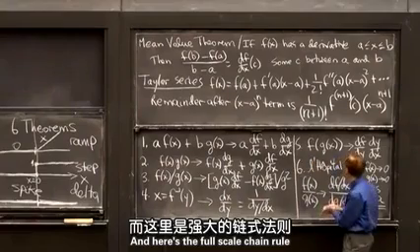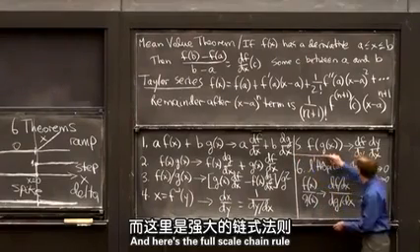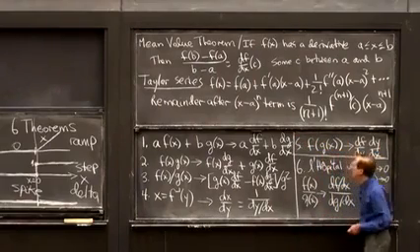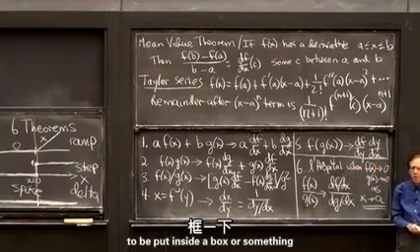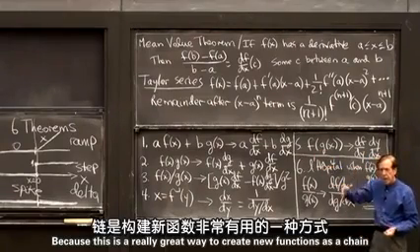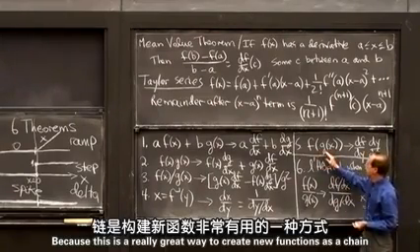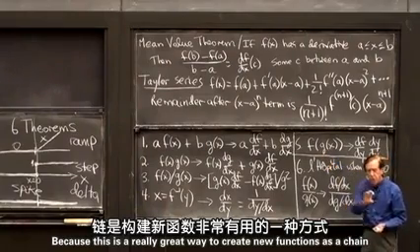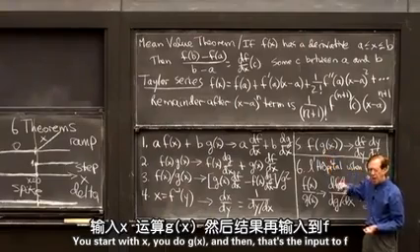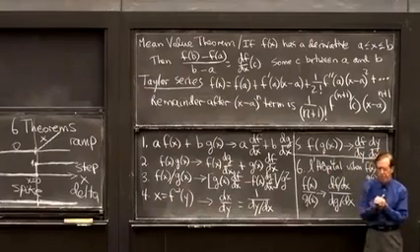And here's the full-scale chain rule. Oh, that deserves to be put inside a box or something. Because this is a really great way to create new functions out of, as a chain. You start with x, you do g of x, and then that's the input to f.